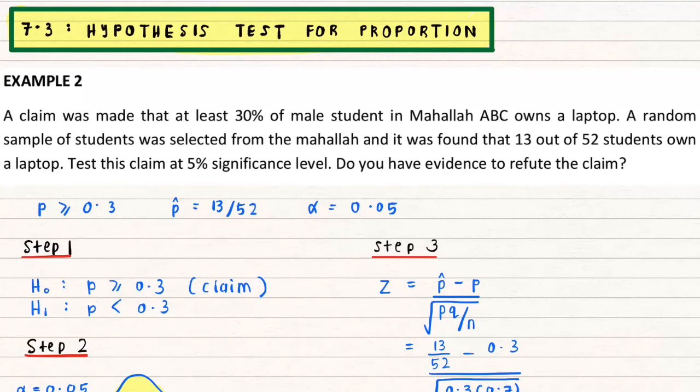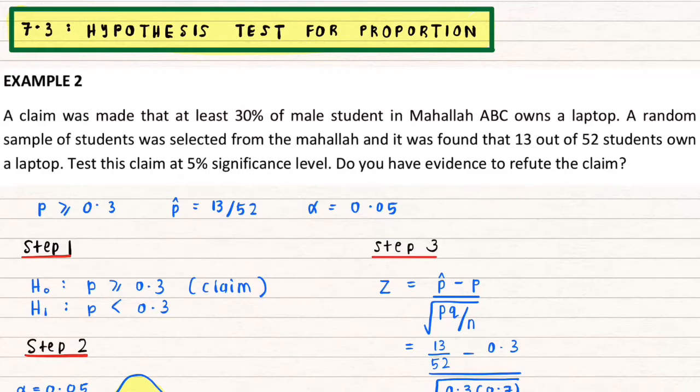Subtopic 7.3, hypothesis testing for proportion. Question for example number 2. A claim was made that at least 30% of male students in Mahala ABC own a laptop. A random sample of students was selected from the Mahala and it was found that 13 out of 52 students own a laptop. Test this claim at 5% significance level. Do you have evidence to refute the claim?